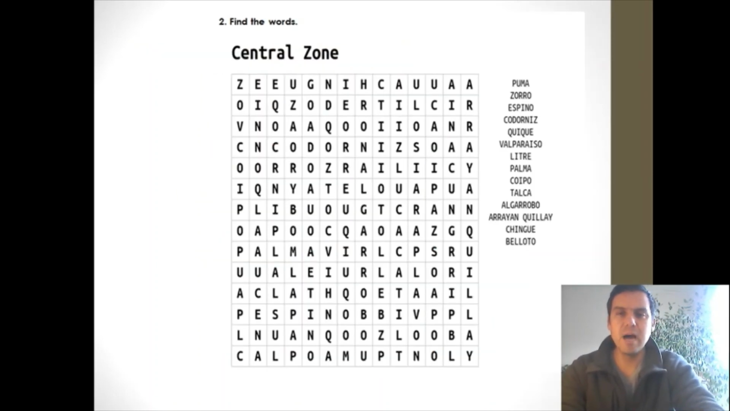And then, you have this word search. I wrote animals and trees of this central zone and cities. I also wrote some cities, so you have to find them all in this word search.